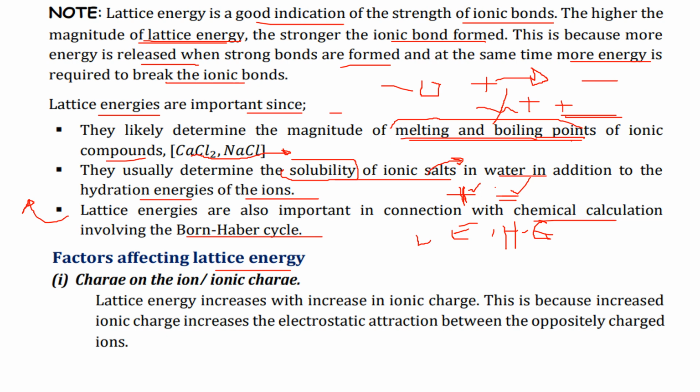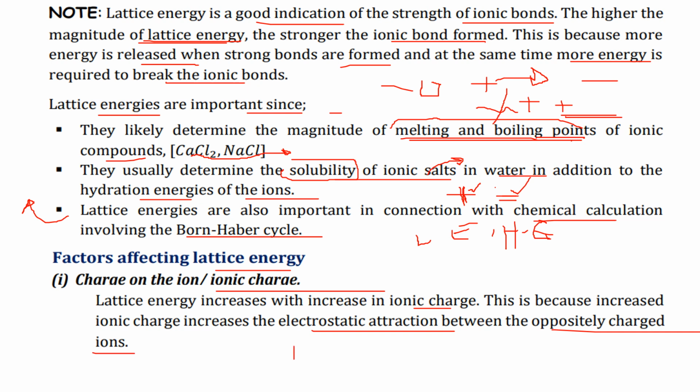We explain lattice energy and hydration energy in terms of only two factors: ionic charge and ionic radius. So let's start with the charge on the ion, or the ionic charge. We're going to say that lattice energy increases with an increase in the ionic charge. This is because an increase in ionic charge increases electrostatic forces of attraction between the oppositely charged ions.